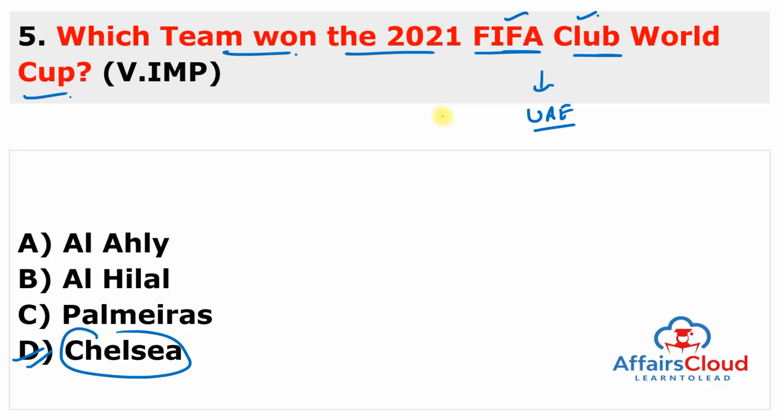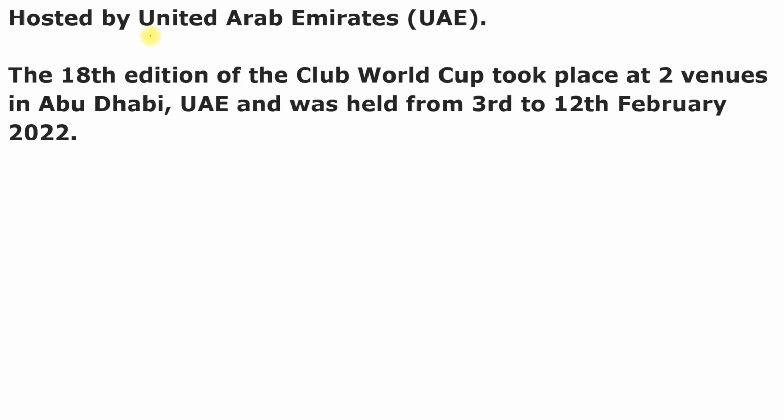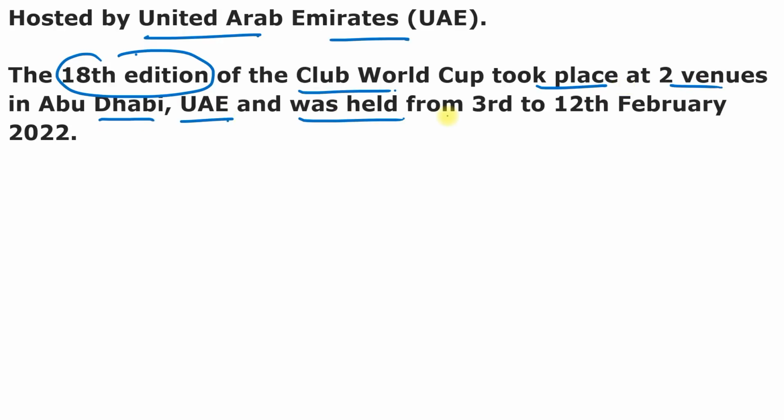Chelsea Football Club won the 2021 FIFA Club World Cup, which is an international club football tournament hosted by the United Arab Emirates. This is the 18th edition of the Club World Cup, which took place at two venues in Abu Dhabi, United Arab Emirates, and was held from 3rd to 12th February 2022. The Club World Cup was introduced in the year 2000 and it is an annual competition of the International Federation of Association Football, or FIFA, to officially determine the world champions at the club level. The current 7-team format of the Club World Cup has been used since 2007.